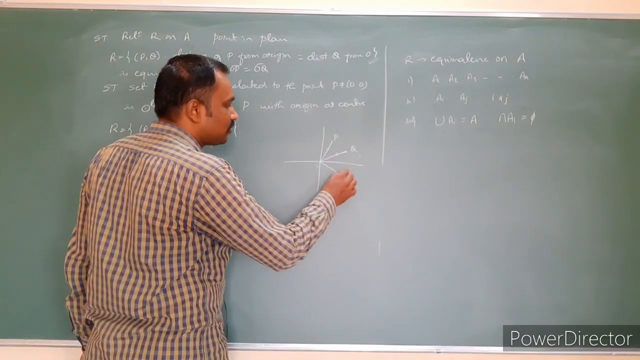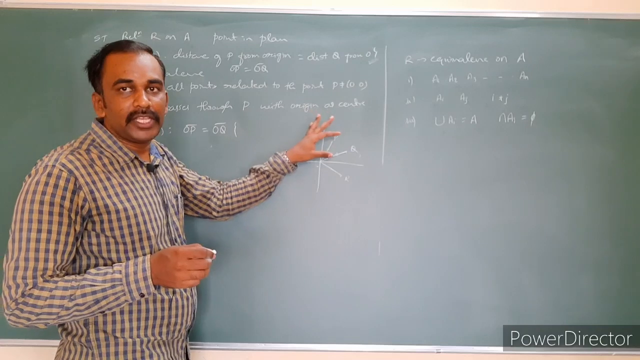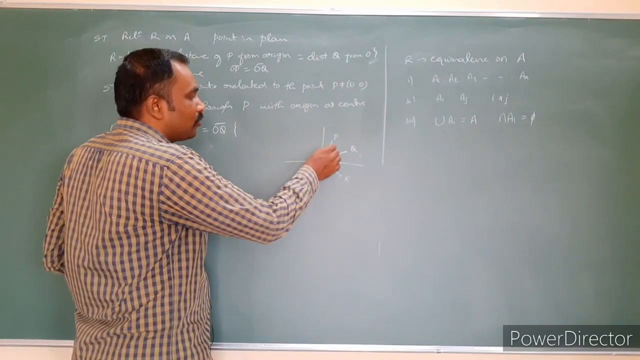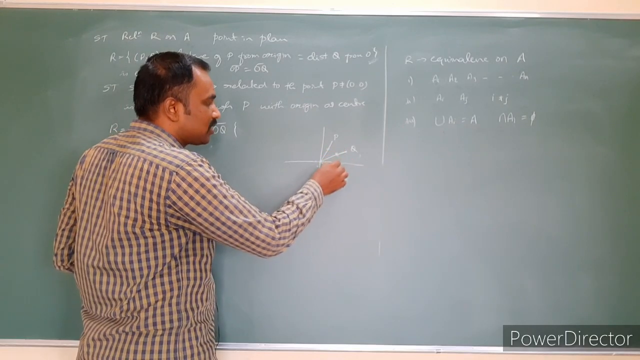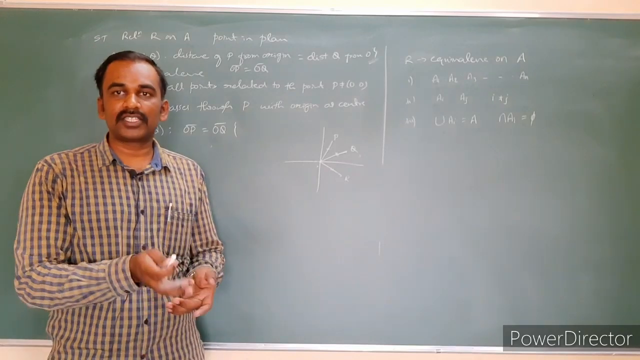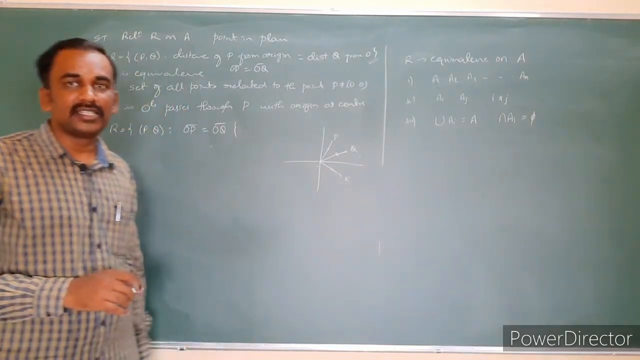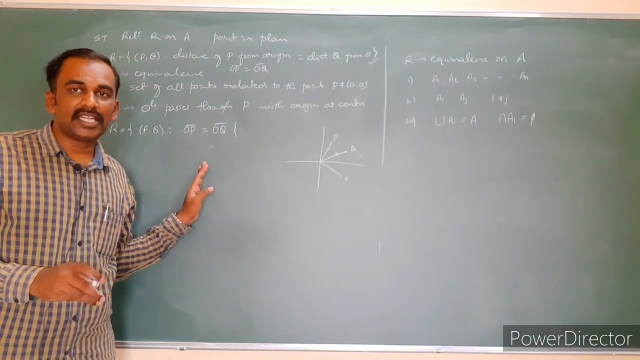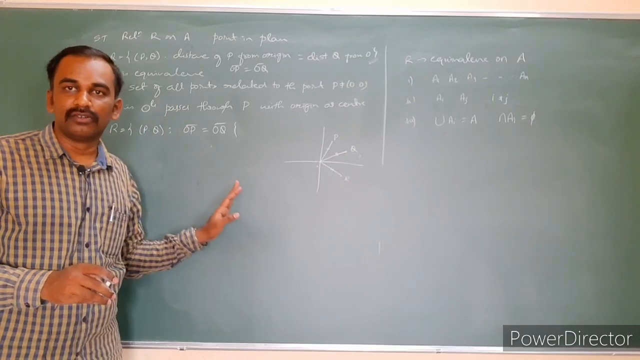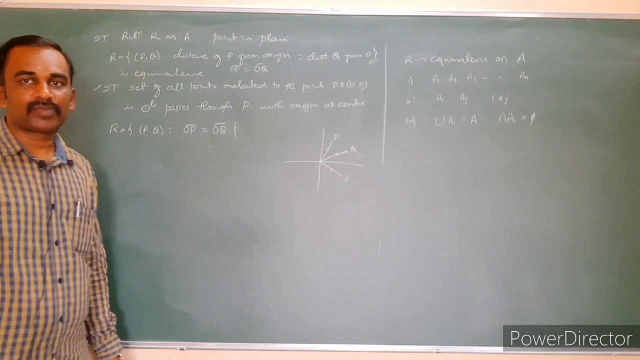And to check transitivity, consider another point R. PQ belongs to the relation R and QR belongs to the relation R. OP is equal to OQ, OQ is equal to OR. Can I say that OP is equal to OR? Yes, obviously. So P comma R also belongs to the relation R. Then it is transitive. So I leave the proof of the equivalence relation as homework for you. Now I am going to explain the second case of the problem.